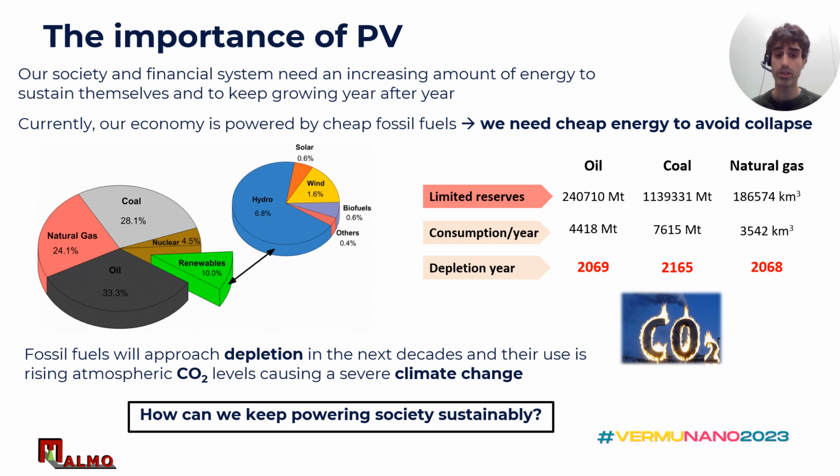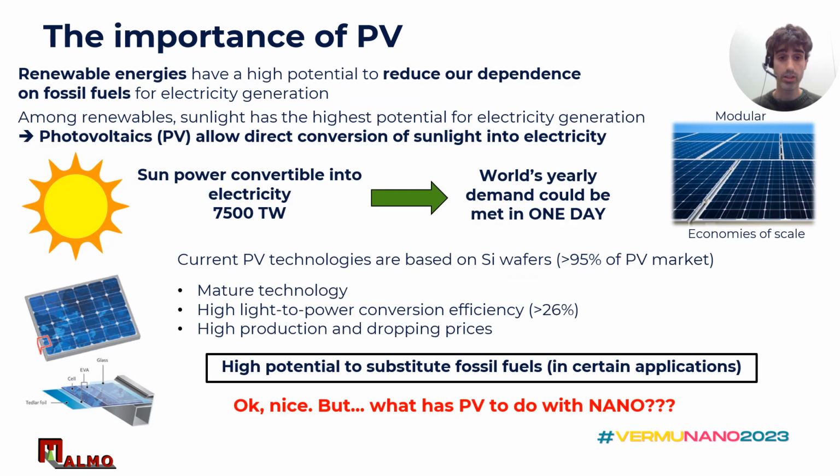So how can we keep powering our society, but in a sustainable way? Renewable energies have a high potential to reduce our dependence on fossil fuels for electricity generation in a clean way. Among the different renewable energy sources, sunlight has the highest potential for electricity generation. We can use photovoltaics to convert sunlight directly into electricity. Just to give you a rough idea, the sun power that arrives to the surface of the Earth that is convertible into electricity would cover the world yearly demand in only one day.